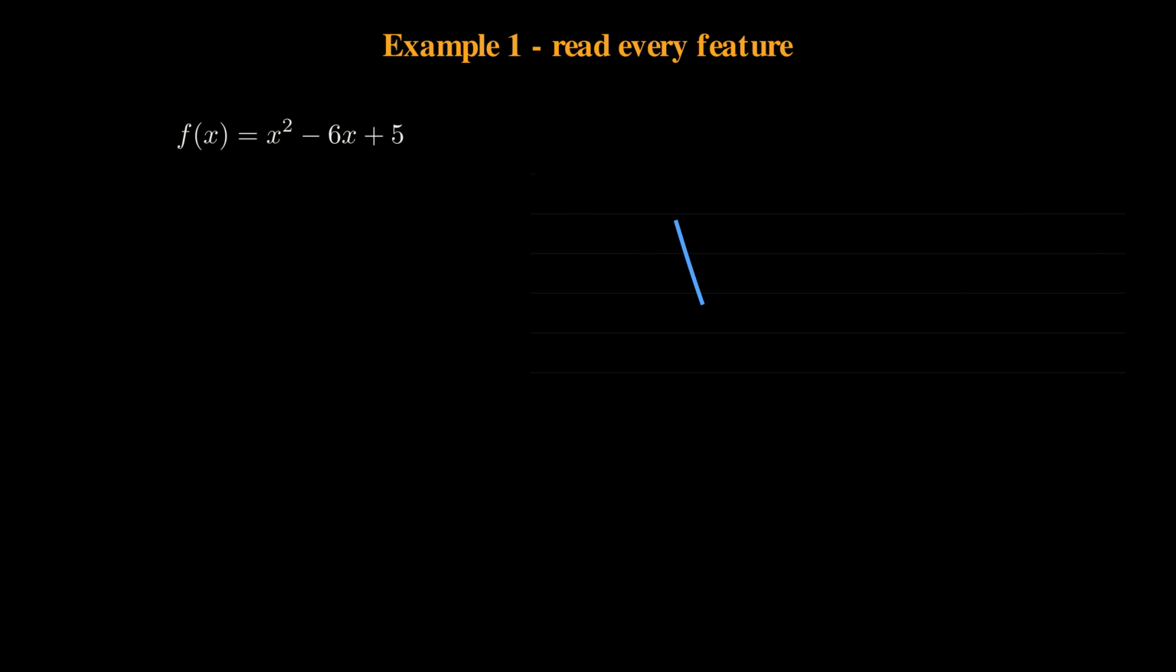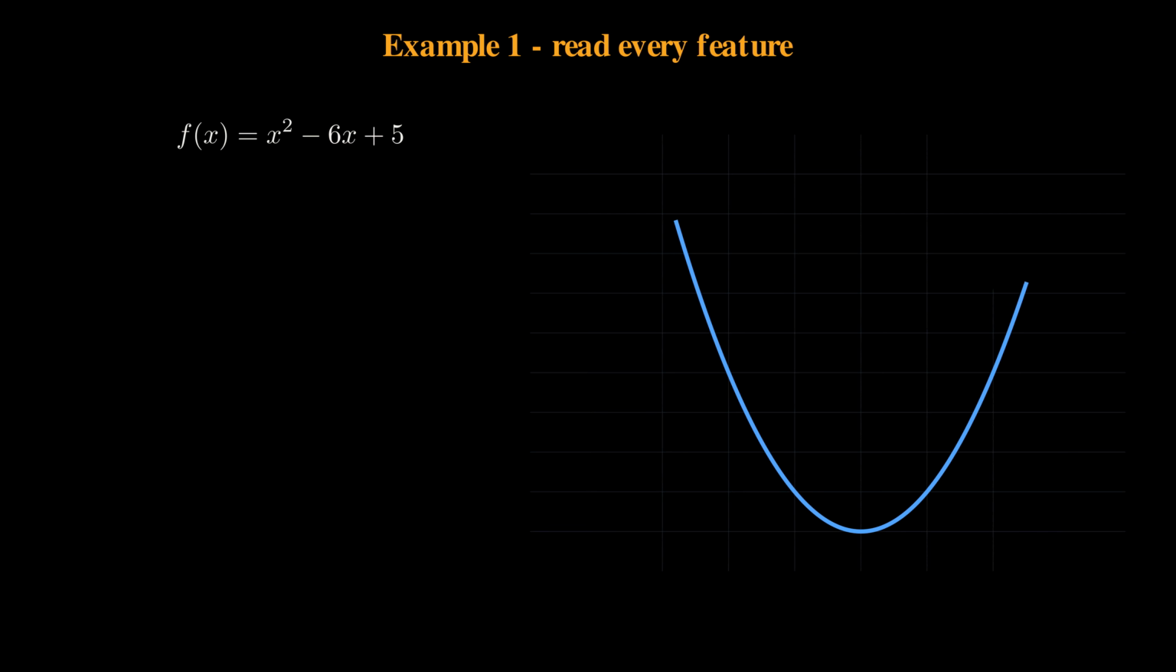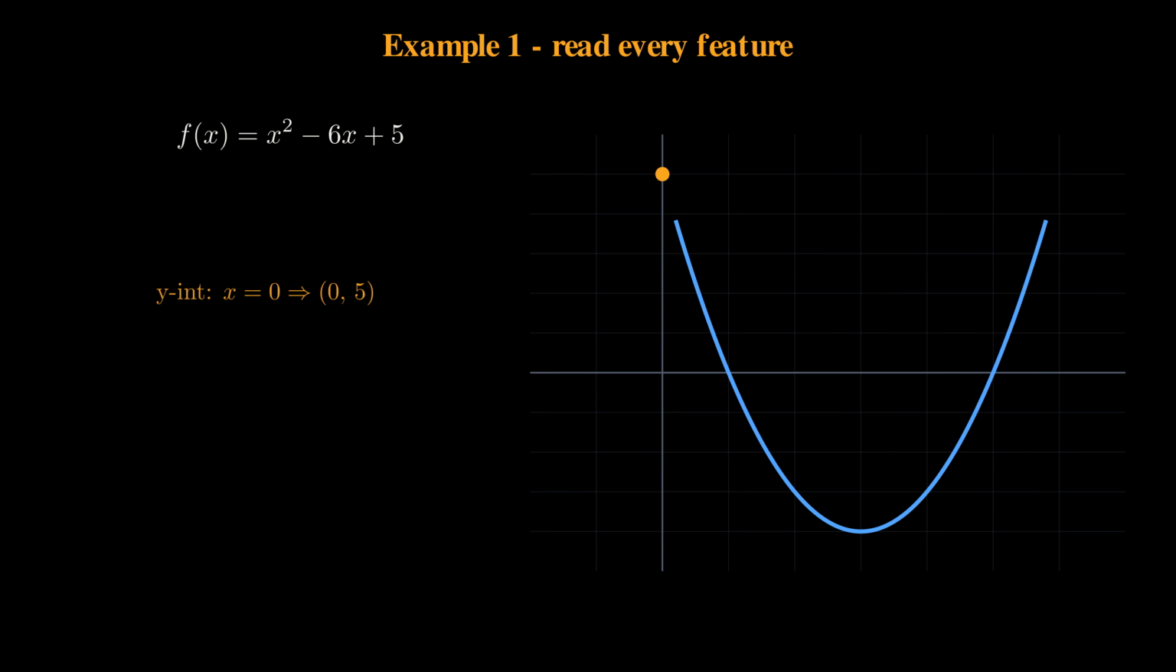Time for a ladder of examples. Easy to hard, all my own numbers. Example 1. Read the key features of f of x equals x squared minus 6x plus 5. First, the freebie, the y-intercept. Set x to 0, and only the constant survives. So it's (0, 5). Next, the axis of symmetry using minus b over 2a. Here a is 1, and b is minus 6. So it's 6 over 2. That's 3. The mirror line is x equals 3.